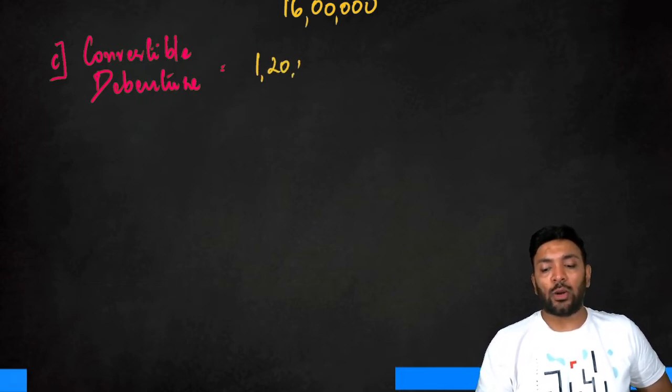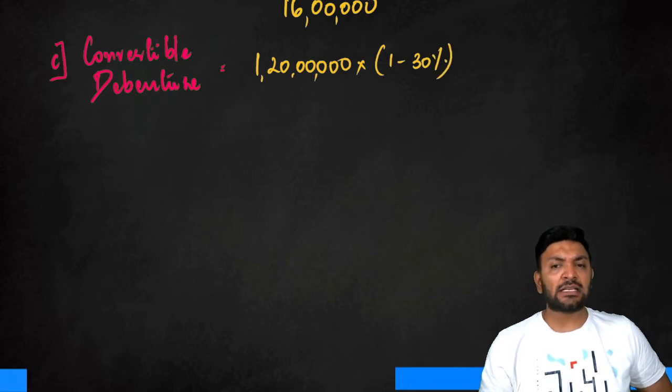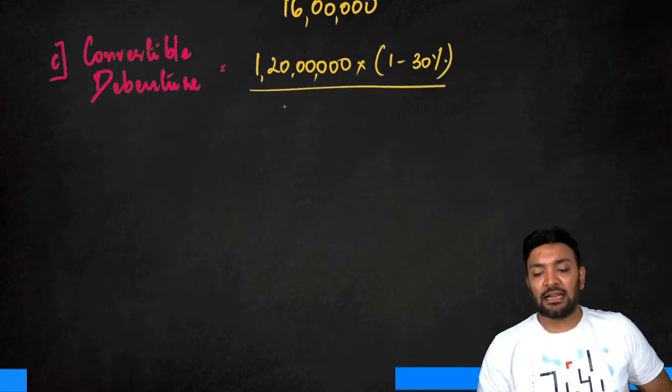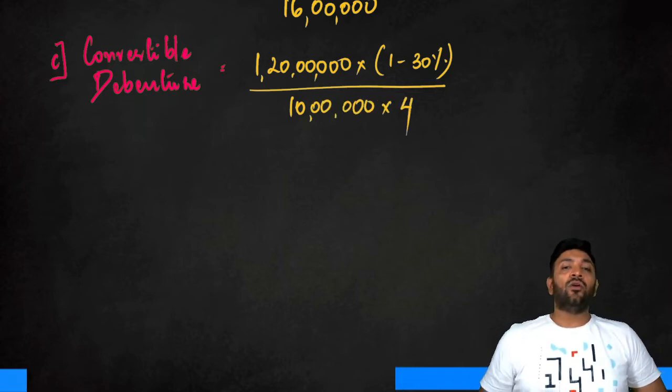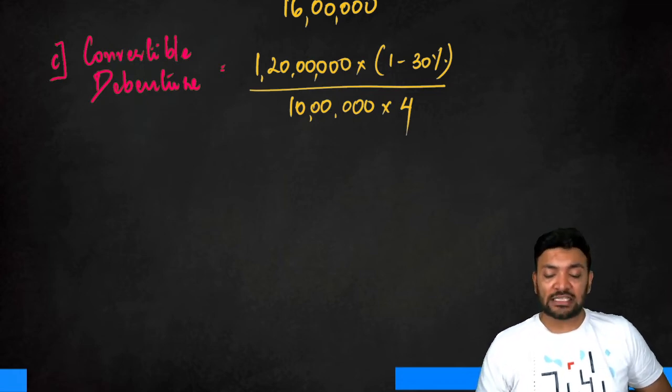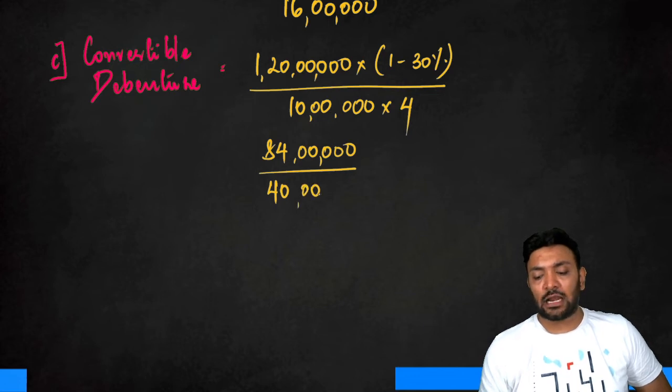1 crore 20 lakhs into 1 minus tax rate 30%, which is 0.3, divided by 10 lakh debentures. Each can be converted into 4 equity shares. 1 crore 20 lakhs into 0.7 is 84 lakhs, divided by 40 lakhs, the total number of equity shares which they are entitled to receive on conversion. Answer is 2.1.